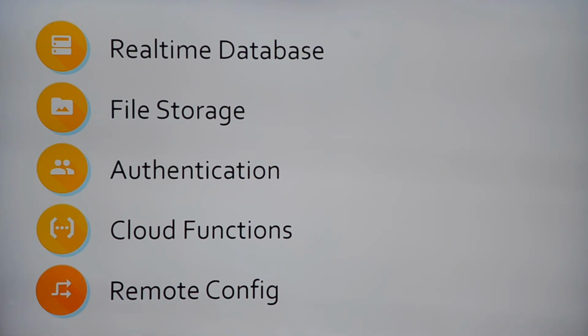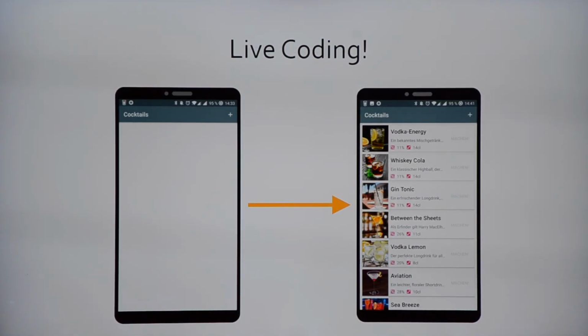Okay, the 5 modules we are going to talk about today are the Realtime Database, File Storage, Authentication, Cloud Functions, and Remote Config, since these are the 5 that are best suited for beginners and are perhaps the most interesting. Okay, how am I going to show you that today? With a nice session of live coding.